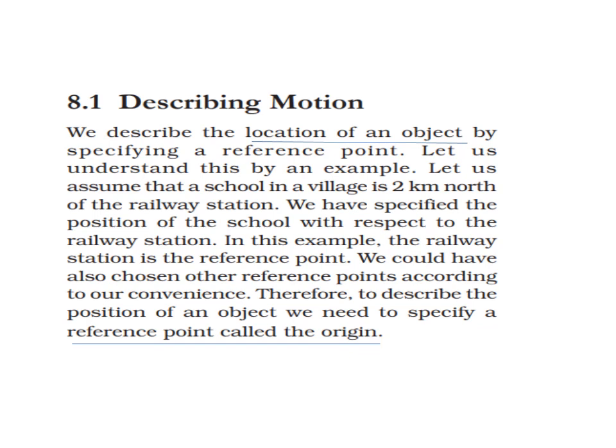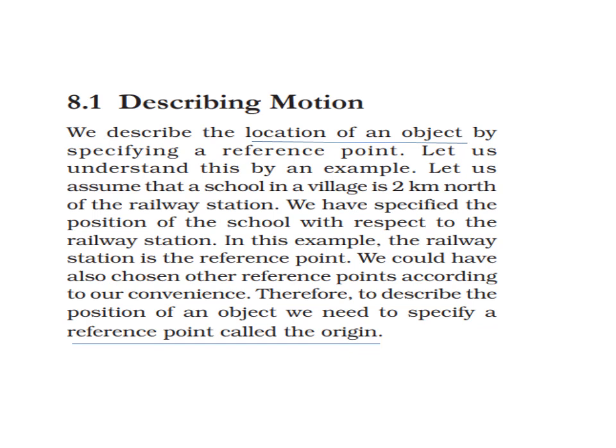Next is describing motion. In order to describe the motion of an object, we need to specify the reference point, and we need to specify the location of the object. For that we need an origin. We need a reference point with respect to which we can see how the object is changing its position. So let us consider an example. There is a school in a village, and the school is 2 kilometers north of the railway station. Here the railway station is your reference point, and with respect to the reference point you can find out the school is 2 kilometers away from the railway station.